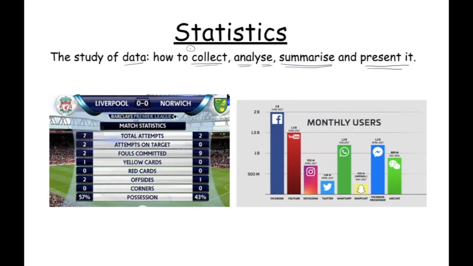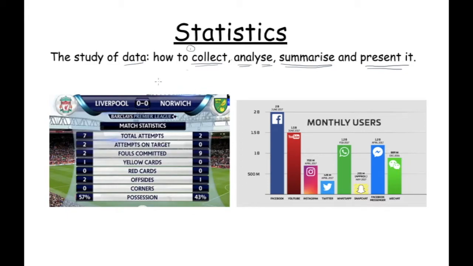And here's an example here of some statistics. A lot of the lads and a lot of the girls would be used to seeing these type of statistics presented at halftime during football matches. So here's some statistics here. Total attempts on goal. Liverpool have 7, Norwich have 2. And we go down through all these statistics. Possession, 57% possession, and Norwich have 43.